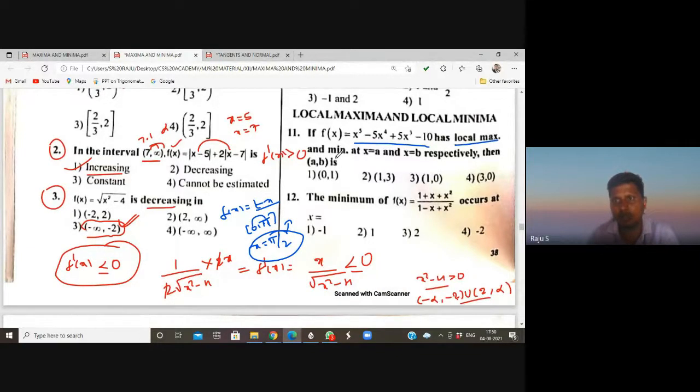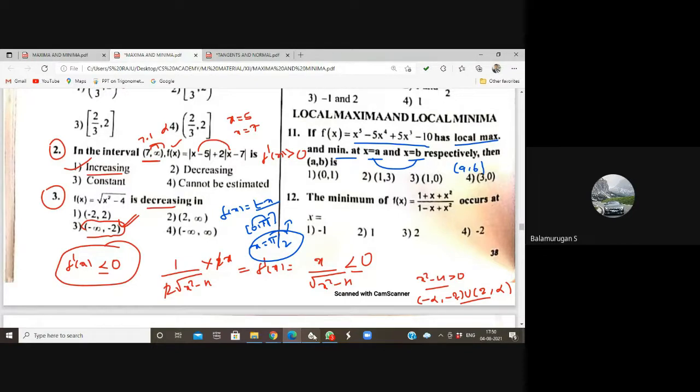This is the question: local maxima, minima at x is equal to a, x is equal to b. We need to find the a and b values. Can you show the slides and all, sir? Yeah.